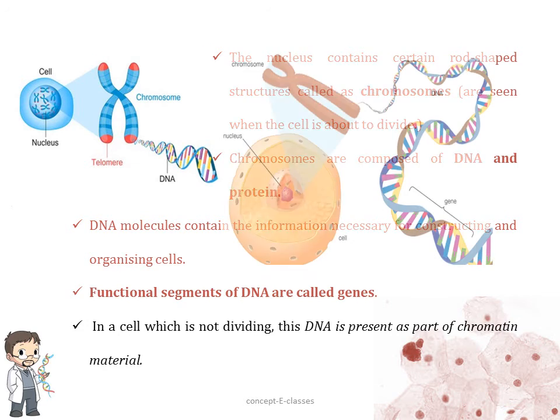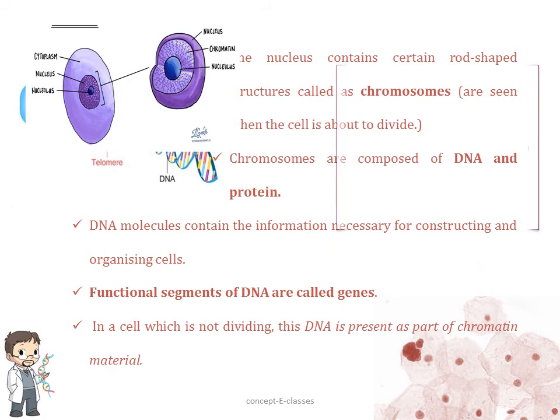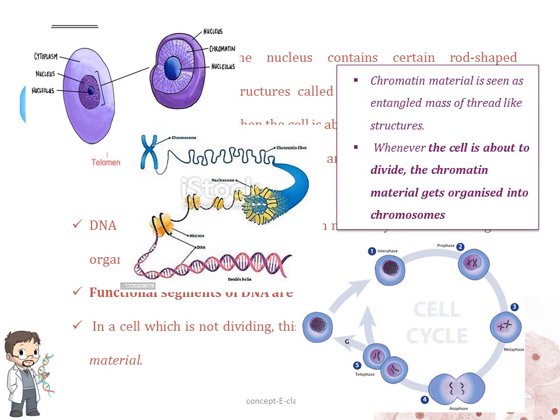The functional segments of DNA are called genes. So the nucleus contains chromosomes, the chromosomes contain DNA and proteins, and the segments of DNA are called genes. Now in a cell which is not dividing, the DNA is present as a part of chromatin material. The chromatin material is seen as an entangled mass of thread-like structures. And whenever the cell is about to divide, the chromatin material gets organized into chromosomes.